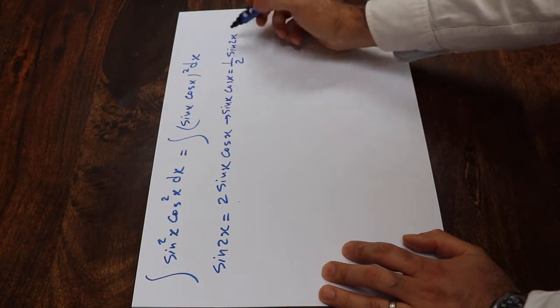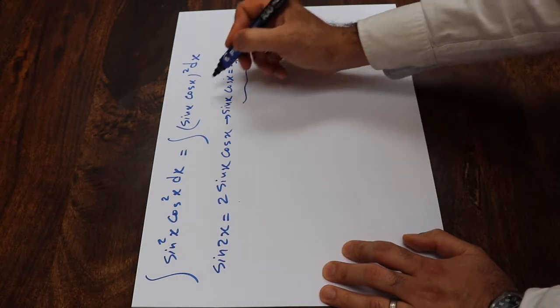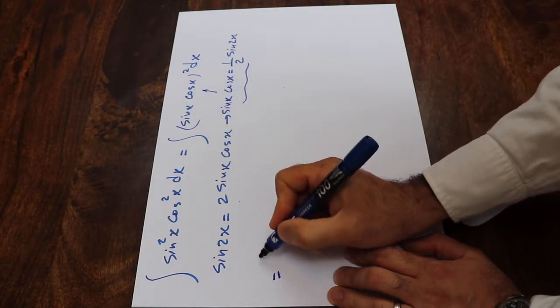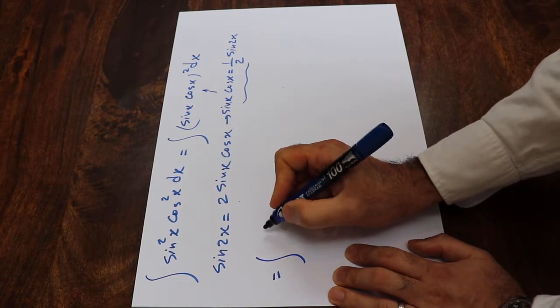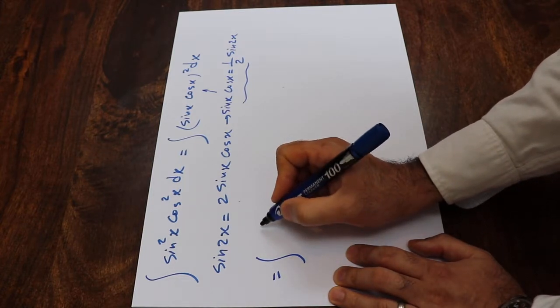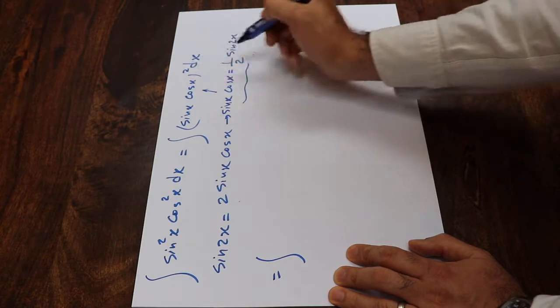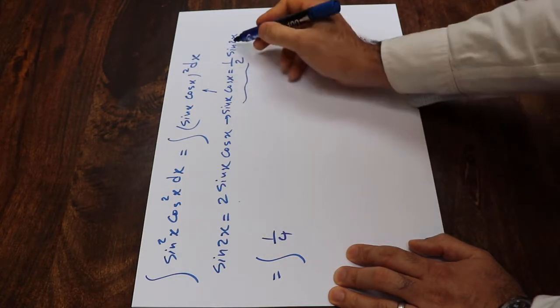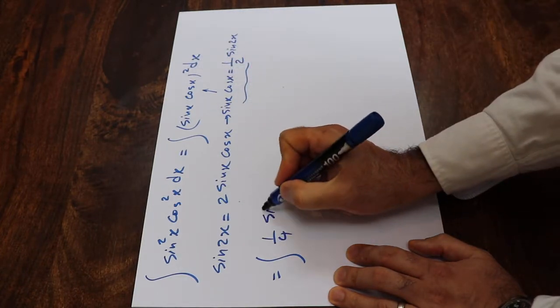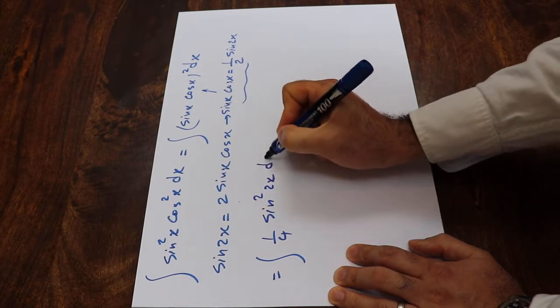If you now substitute this equation into the integral, that integral will be equal to the integral of (1 divided by 2) to the power of 2, which is 1 divided by 4, and sine 2x to the power of 2, that is sine squared 2x dx.